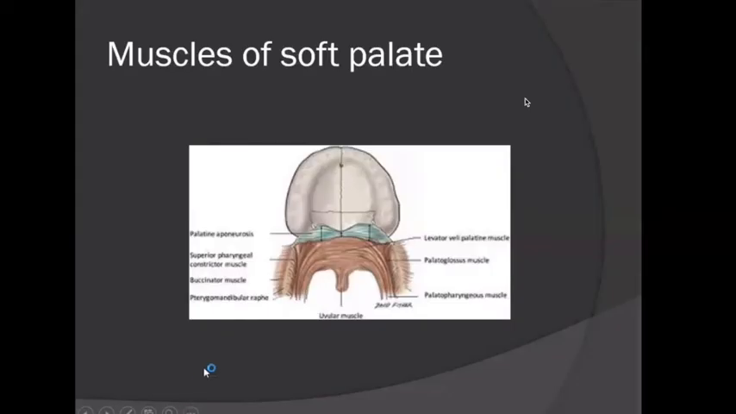Now, in order to understand the muscles of the soft palate, you have to understand the structure which is just attached to the posterior border of the hard palate. You can see this area is a connective tissue, an aponeurosis. That's called the palatal aponeurosis, which is connected to the posterior margin of the palate. The other muscles are attached to this. So, I have got another diagram to make you understand all these muscles.